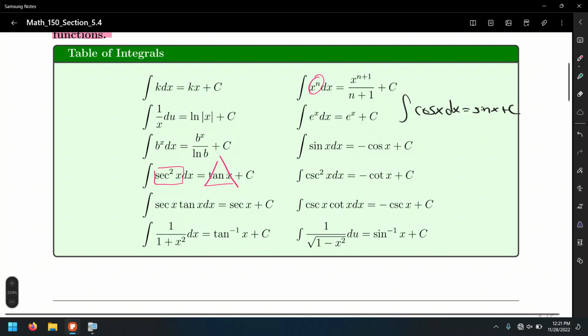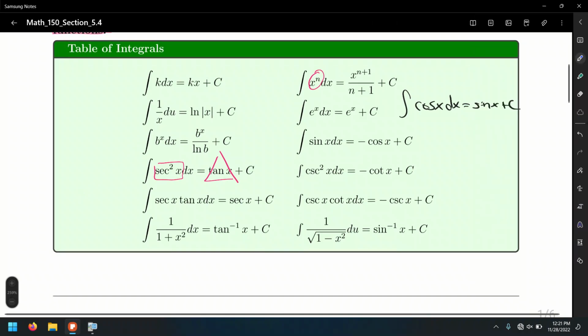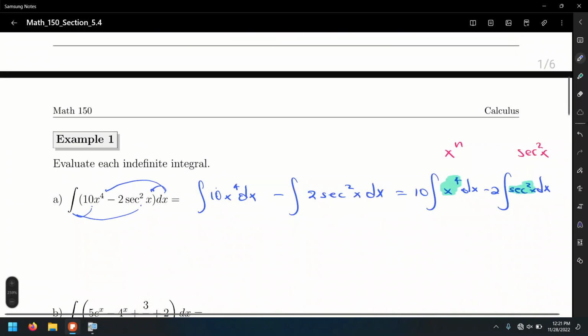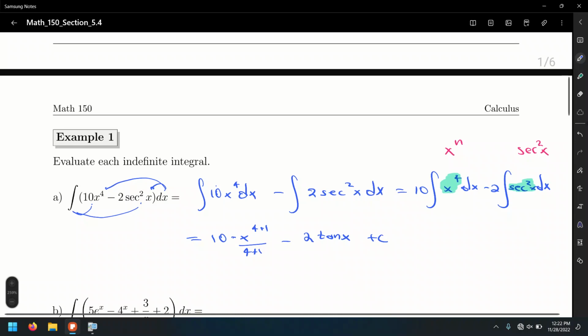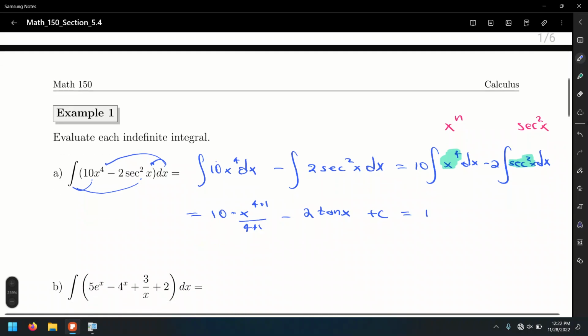That's all we do. The moment we replace with those new results, we no longer write the integral symbol or the dx. So that is 10 times x to the 4 plus 1 over 4 plus 1, minus 2 times tangent x, and here is where we add the plus c. No more integral symbol, no more dx or differential symbol. That's the antiderivative, or the integral. All we have to do now is simplify this to lowest terms. So that's 10x to the 5th power over 5, minus 2 tangent x plus c.